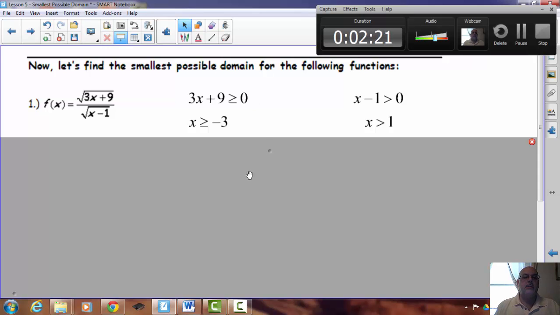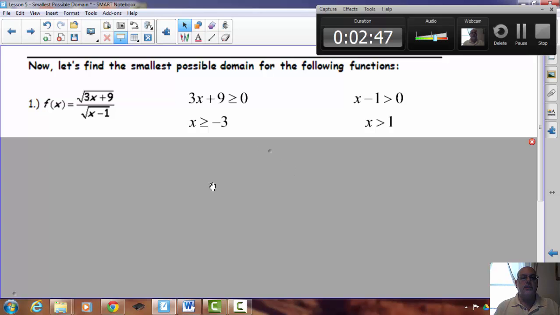So you set that 3x plus 9 greater than or equal to 0. You solve it for x. X is greater than or equal to -3. Now the denominator cannot be equal to 0. So when you have a radical in the denominator, like we have, square root of x minus 1, you set that to greater than 0. Not greater than or equal to. It's greater than 0. So then we have x is greater than 1.